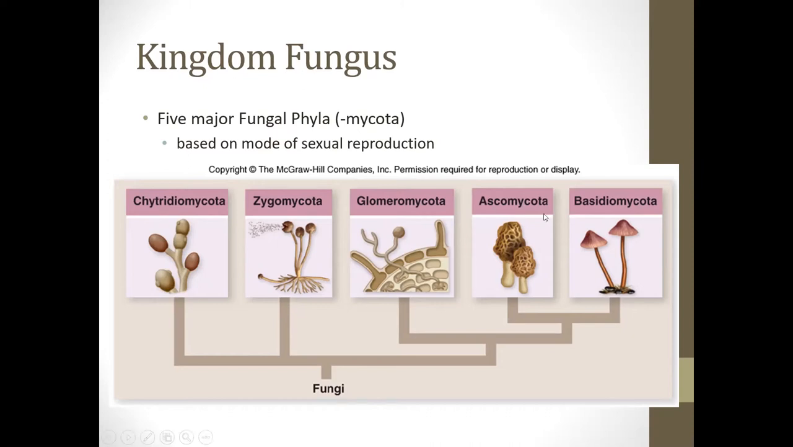Then we have Ascomycota, which are the cup fungi. They have these fruiting bodies that have indentations somewhere on them, so it almost looks like a cup. So we'll talk about those as well. And then we have Basidiomycota, which actually makes what we know as a mushroom. So that is their fruiting body. But again, we'll talk more about this in a second.